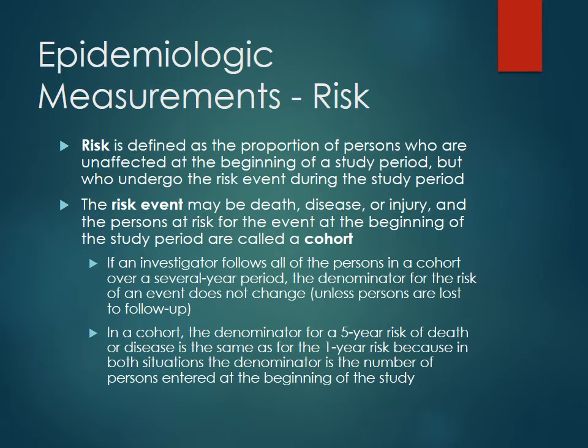So say in a cohort, the denominator for 5-year risk of death of diseases is going to be the same as a 1-year risk, because in both situations the denominator is the number of persons who entered at the beginning of the study. When you're talking about risk specifically, you're looking at the entire group of patients that came into the study as being potentially at risk, and thus they're the denominator, and that does not change no matter what time frame you're looking at, whether it be 1 year or 10 years. If they entered initially, they're at risk.